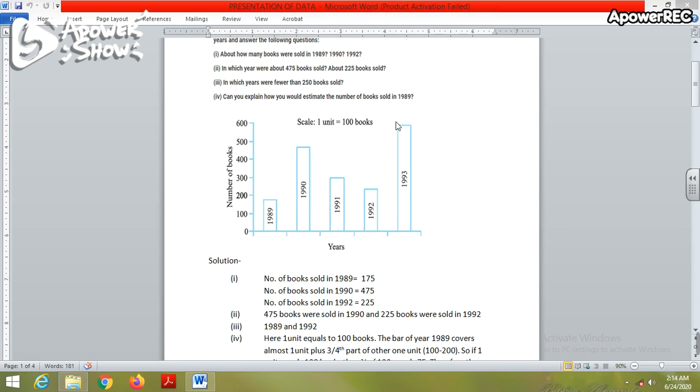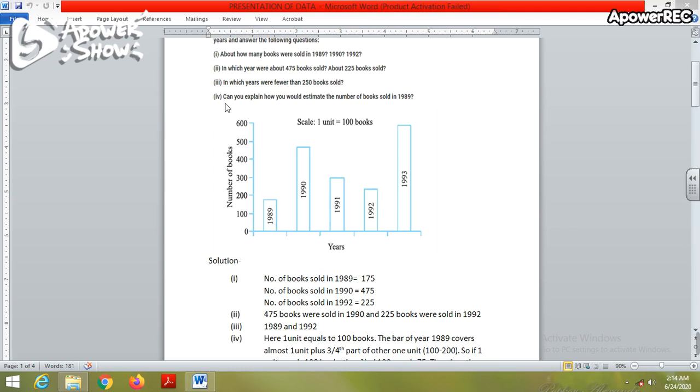In the year 1993, more than 500. In the year 1989, 175. So we have 2 years during which less than 250 books were sold. So these years were 1989 and 1992. In these 2 years, less than 250 books were sold.